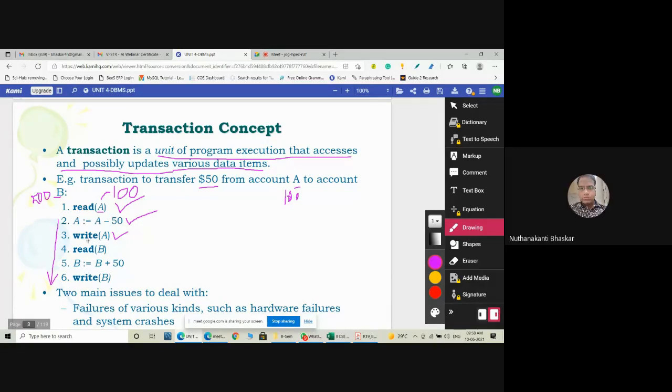So we need to write A. Now A contains how much? $50 were removed with the help of A minus 50, and you update that using the write operation. Now your A contains how many dollars? Tell me.